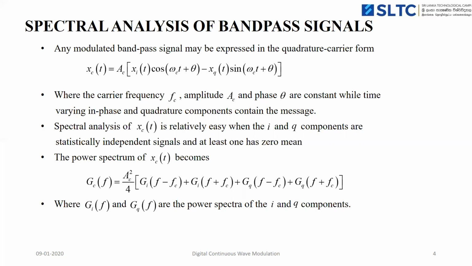And if the in-phase and the quadrature components are statistically independent, and at least one of the components has zero mean, then the spectral analysis will be easy. So the equation shows the power spectrum of the baseband modulated signal. You can see there are 4 terms present in the power spectrum of the baseband modulated signal. The first 2 terms come from the in-phase component, lower sideband and upper sideband, and the last 2 terms come from the quadrature component, lower sideband and upper sideband.